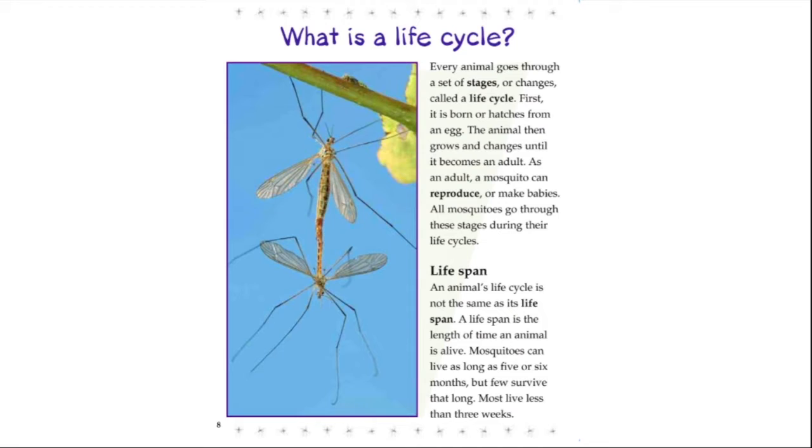Lifespan. An animal's life cycle is not the same as its lifespan. A lifespan is the length of time an animal is alive. Mosquitoes can live as long as 5 or 6 months, but few survive that long. Most live less than 3 weeks.